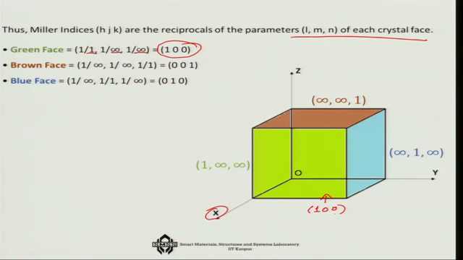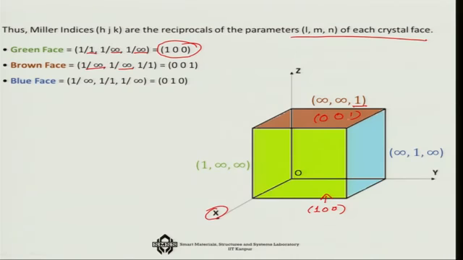Now, let us look at some other face, for example the brown face. You can see here that it is parallel to the xy plane. So, in this case, for x and y it is 1 over infinity, 1 over infinity, but for z it is unity. So, the reciprocal is 0, 0, 1. That means this brown face has a Miller index of (001).